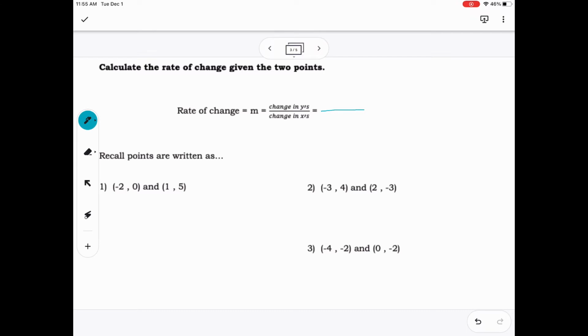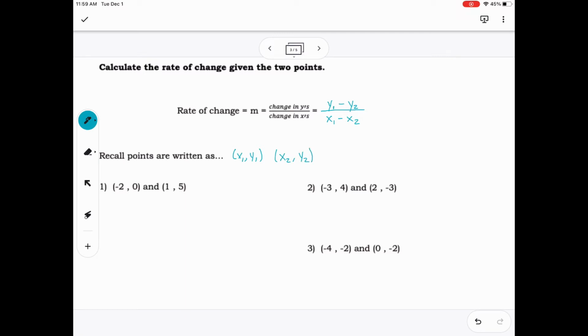Next, we want to be able to calculate the rate of change given 2 points. So to do that, we want to subtract the two values, so the two y's, the difference of those, divided by the two x's. Now notice I have 1's and 2's there. That's to determine the different values, since there's 2 points that are going to have an x and a y.